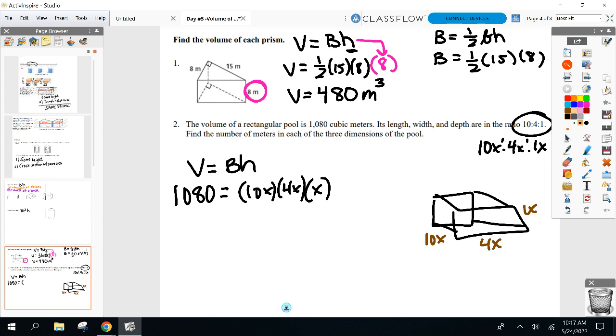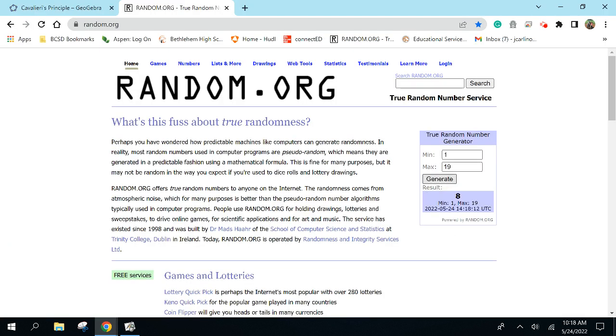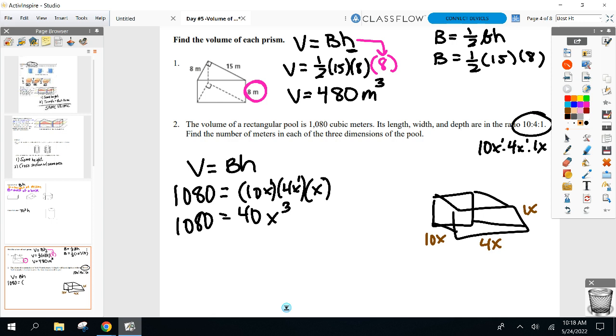I do get 40, but I get a little more than 40. Algebra studs in the house, 40x. How many? 1, 2, 3. 40x cubed. Next move. Come on. Now redemption. Divide the 40. Get the 40 out of there. Get the x by itself.